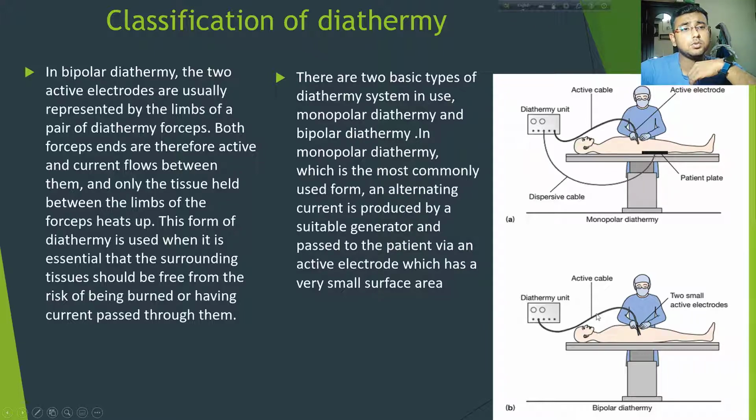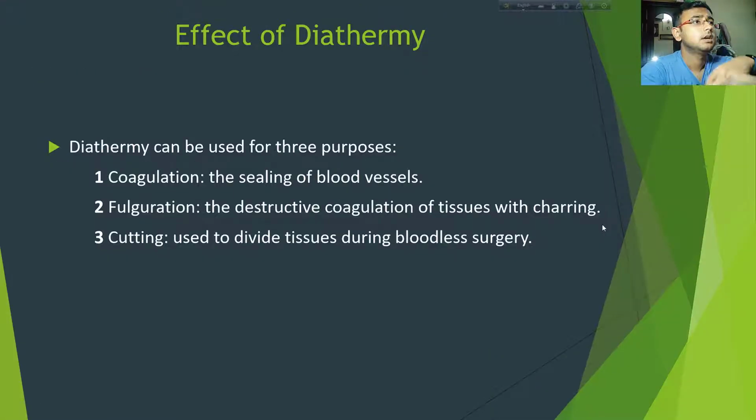And another one is bipolar. So there are two pieces here, and electricity flows from one to the other. So the current flow is present only in the operative area in between the two electrodes. Okay, so it is very good for vessel coagulation, but not good for cutting. Bipolar diathermy is used only for vessel coagulation, not for cutting. Monopolar is used for both cutting and coagulation in different waveforms. Now the effects of diathermy are coagulation, fulguration, and cutting. So these three procedures are used in diathermy for cutting and coagulation.